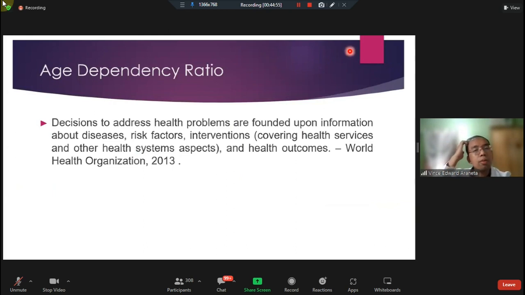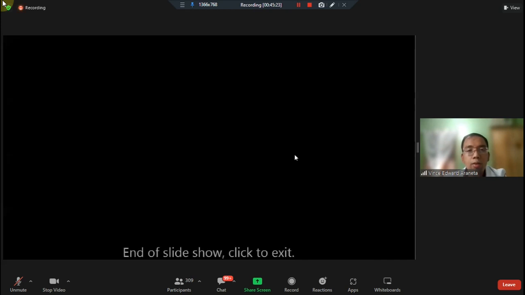Decisions to address health problems are founded upon information about diseases, risk factors, interventions, and even how outcomes of these relate to the age dependency ratio. Again, the economy or even the country or the government might have to address more if you have more dependents. I think that's all.